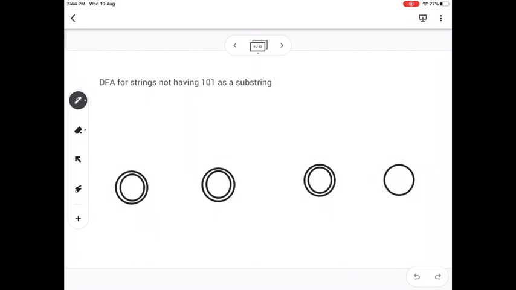So, the first step is to mark your initial state Q0. Okay. Then for 0, it is just a replica of the previous example.